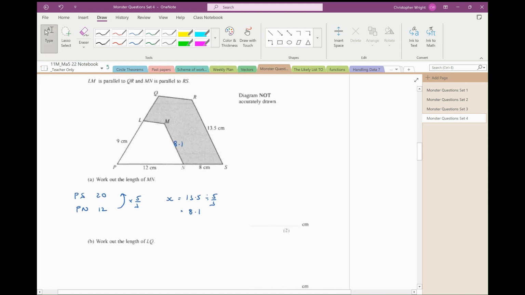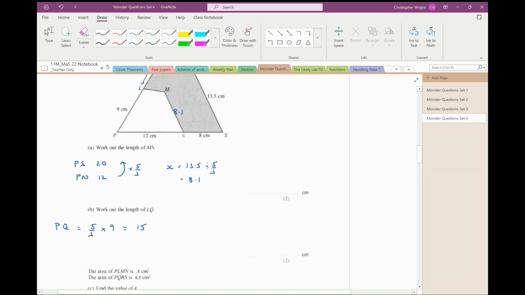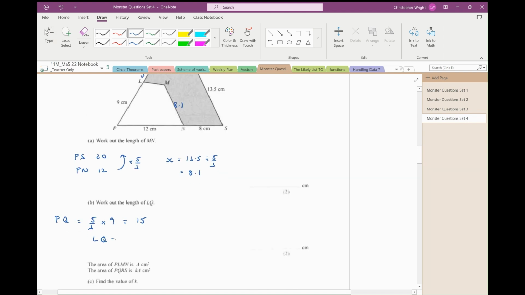Work out the length of LQ. LQ is this length here, isn't it? Now, here's LQ. If I knew the length of PQ, I'd be laughing because I could just subtract away this 9. And I can work out PQ because it corresponds to this 9, doesn't it? It's going to be 5/3 times 9, which is 15. So PQ is 15, which means that LQ is 15 minus PL, which is 9. It gives me a length of 6 there.